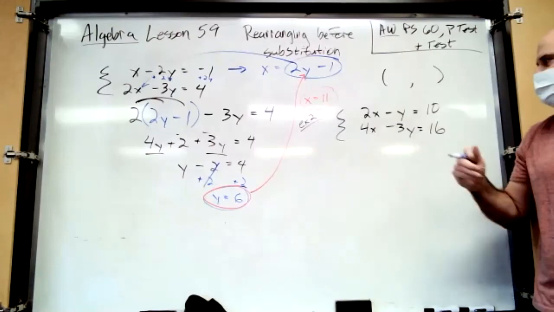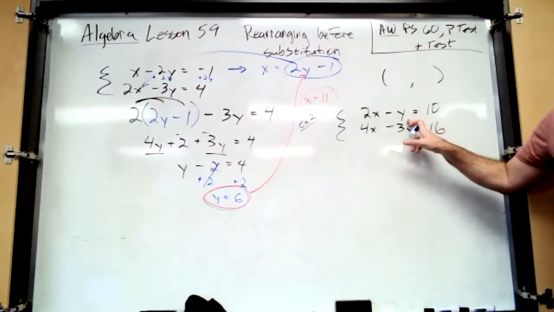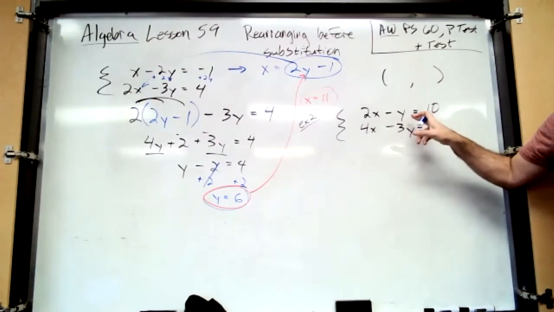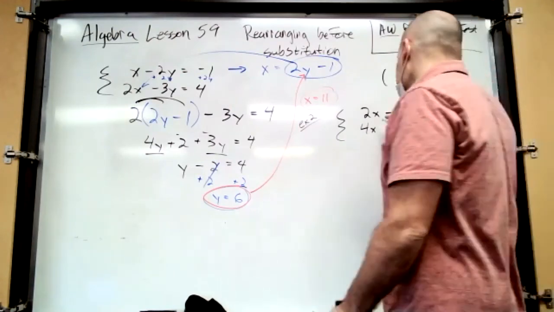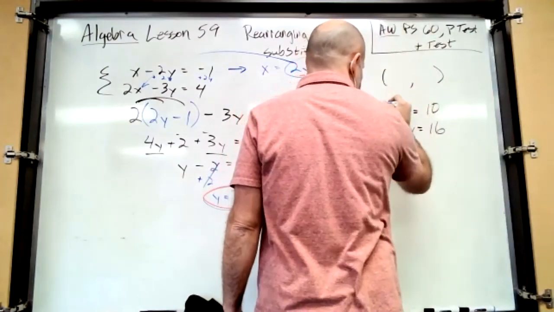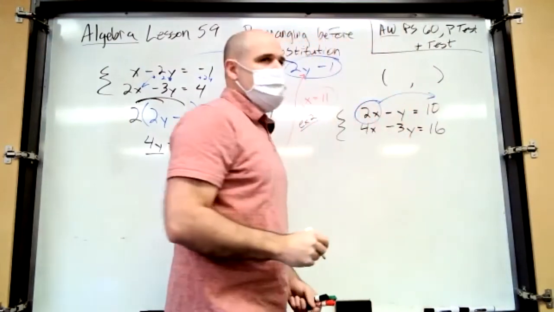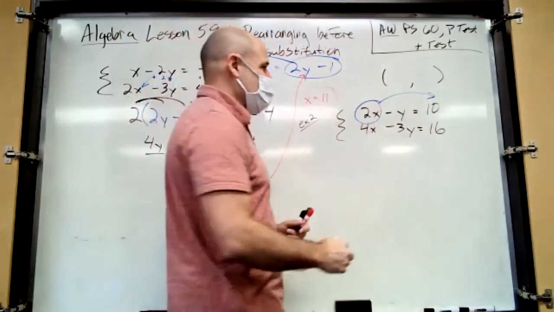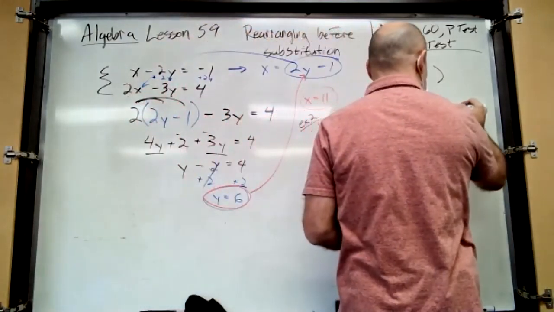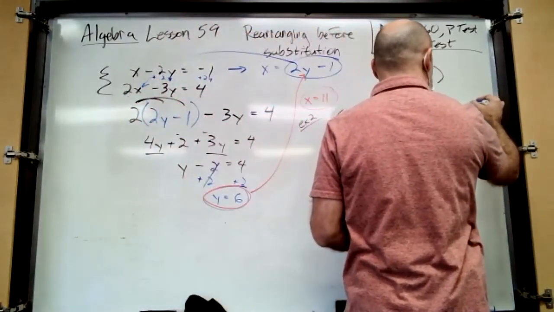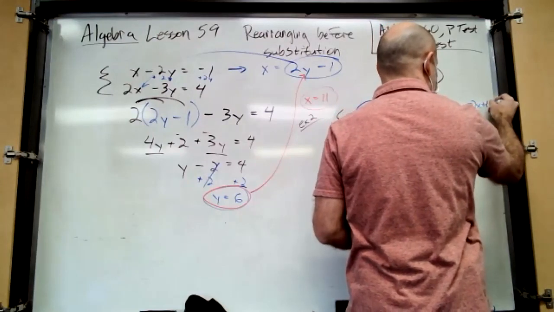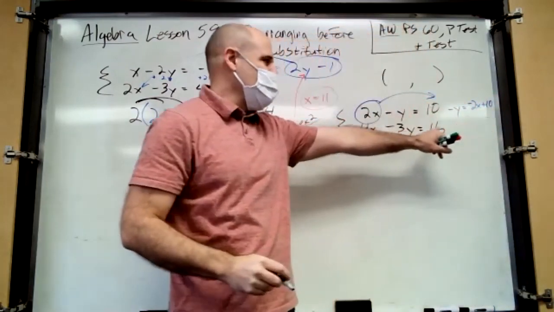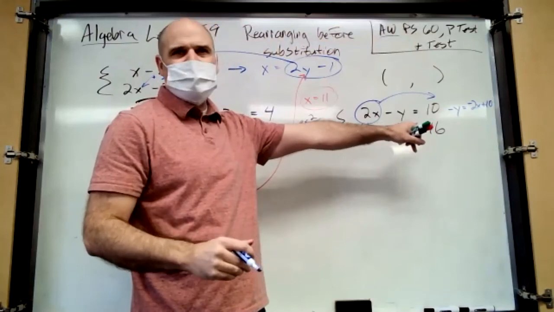So he figured, okay, this y looks the most vulnerable, the least protected, right? So we're going to go after him, get him by itself. Okay, so what we can do is pull this over there. So a 2x over on that side becomes a negative 2x, right? So that's what we have, negative y equals negative 2x plus 10.